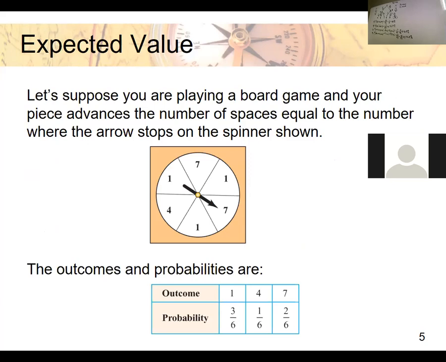To illustrate that, let's suppose that you're playing a board game and your piece advances the number of spaces equal to the number where the arrow stops on the spinner shown. So here's the spinner, and these are the outcomes and their probabilities for 1, 4, and 7. For the outcome of 1, its probability is 3 out of 6. For 4, that probability is 1 out of 6. And for 7, that probability is 2 out of 6.